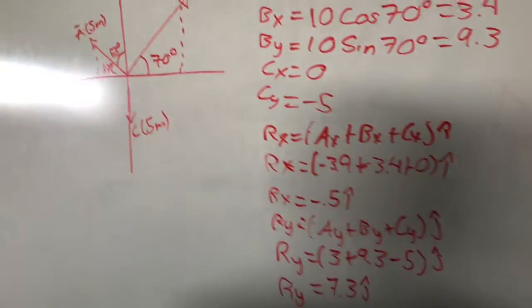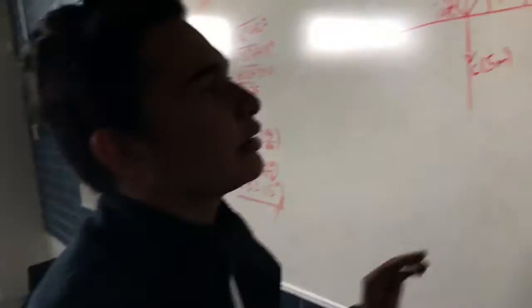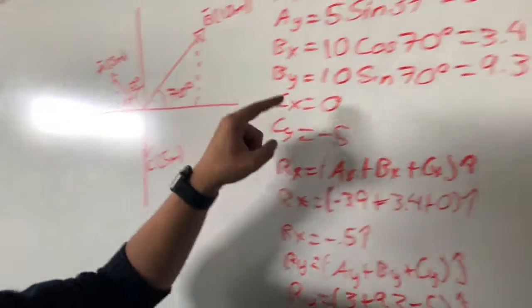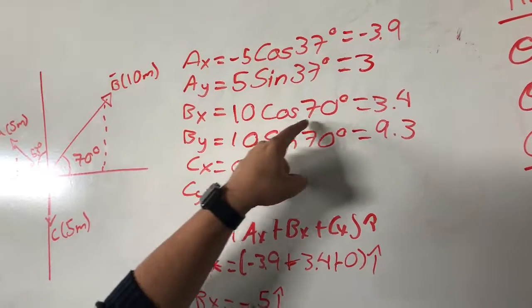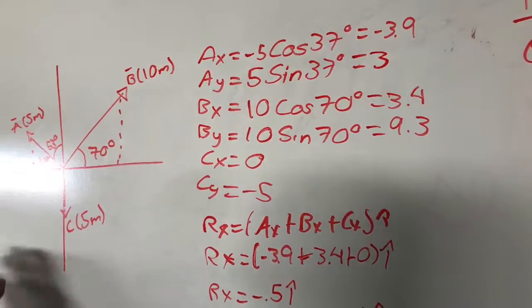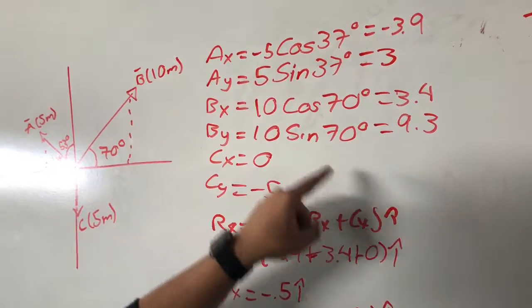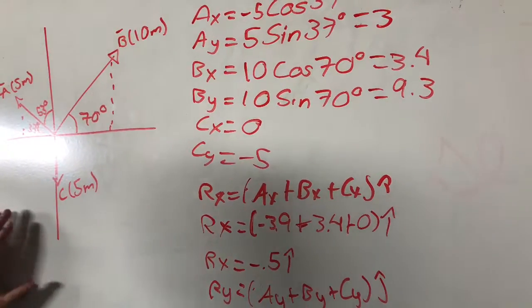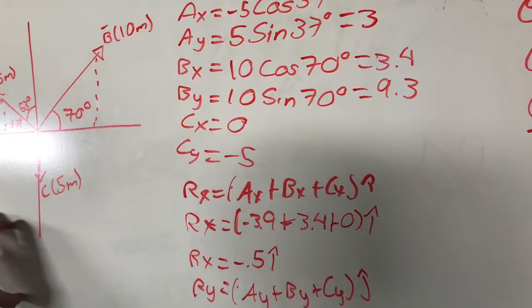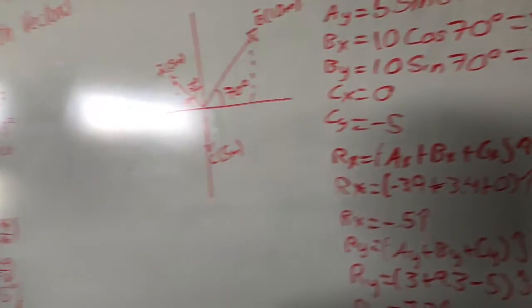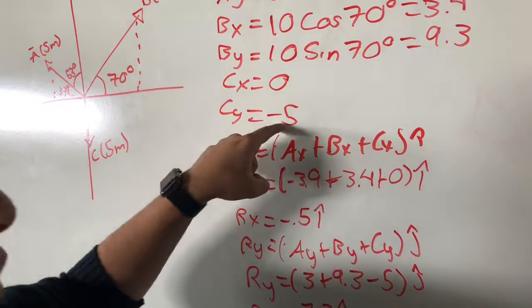The next one, that is B, is the same as the other one. That is going to be an angle of 70, that is 10 cosine of 70, it's equal to 3.4. By is the same, but with sine, that is 9.3. For C, you don't have Cx, so it's going to be 0. And you have Cy, that is negative because it's going downwards, so it's minus 5.